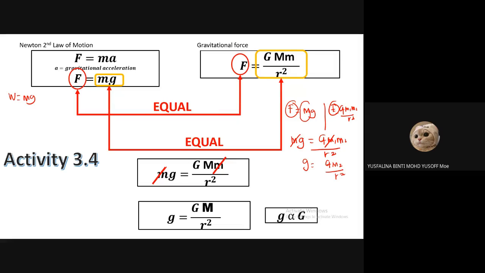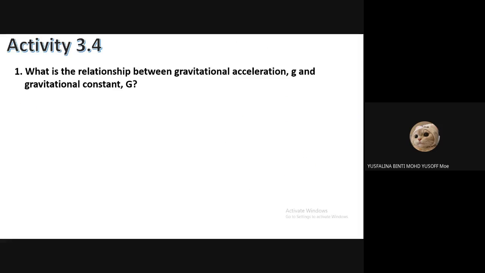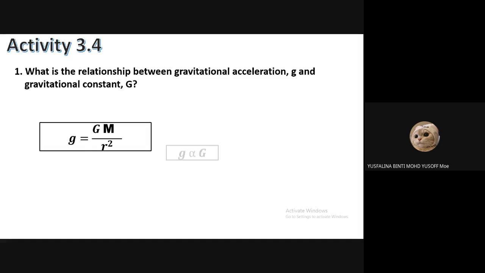So the relationship you can see here is that little g is directly proportional to the capital letter G. When G is increased, this also will be increased, the gravitational constant. So what's the relationship between the gravitational acceleration g and the gravitational constant G? This is the equation that we just got, so the relationship is directly proportional to G.